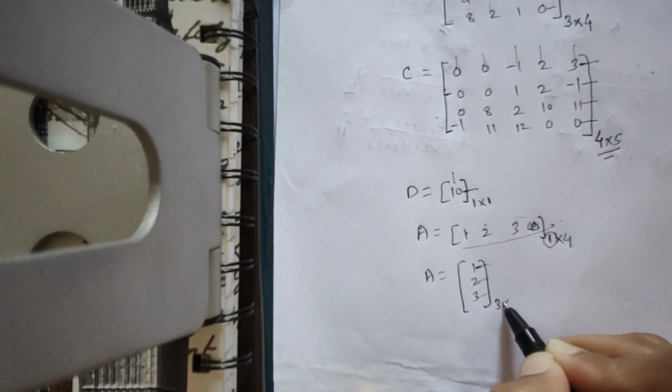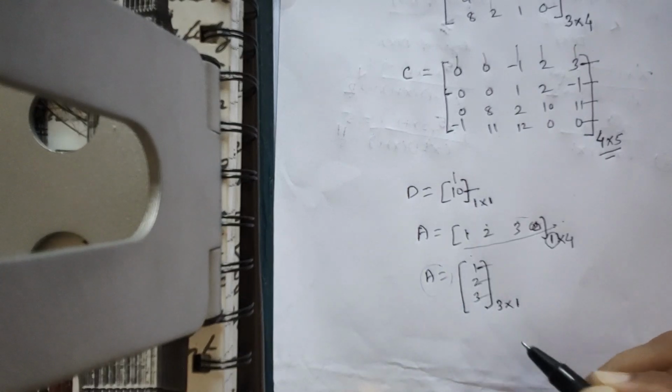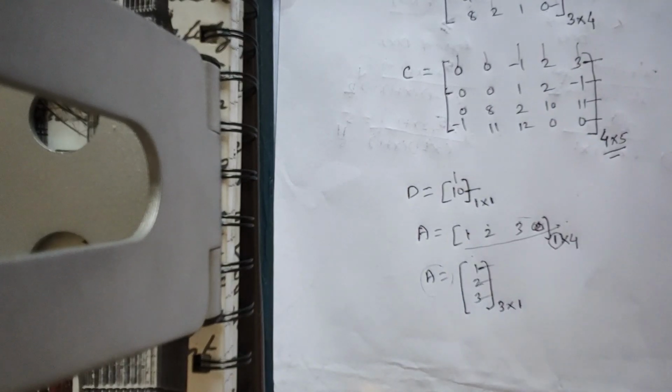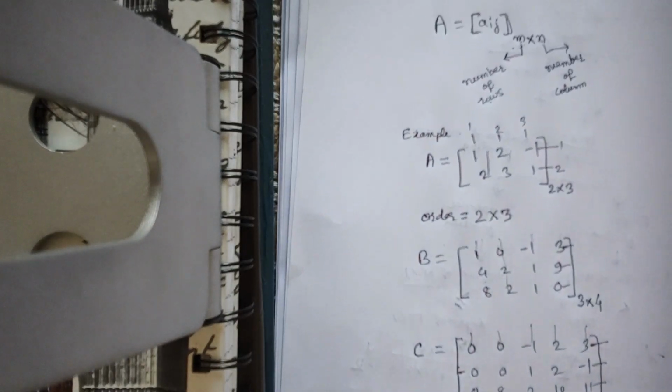Similarly, suppose I have a matrix like this. In this, the number of rows is 1, 2, 3. 3 rows, and the number of columns is 1. So we have seen that this is called a column matrix. So that's how we find the order of a matrix. Just observe the examples, and see the definition again, how we write it and how we find the order of the matrix.